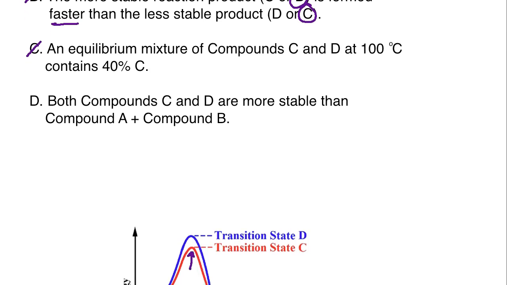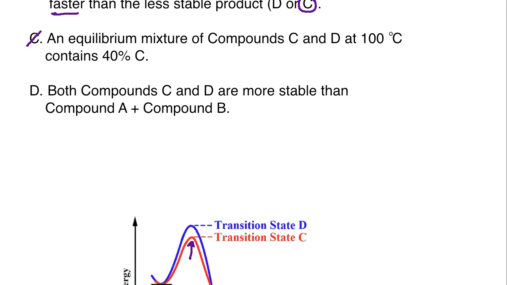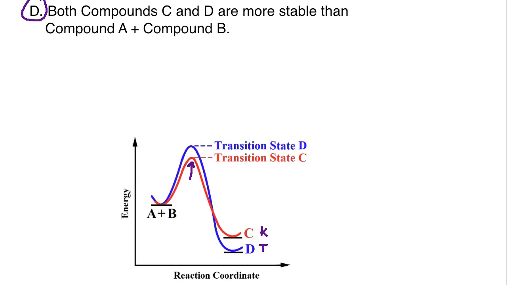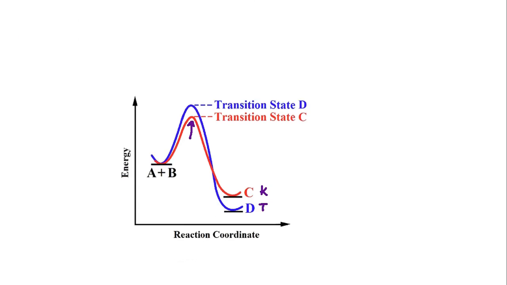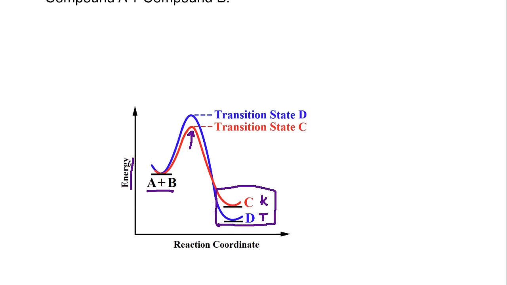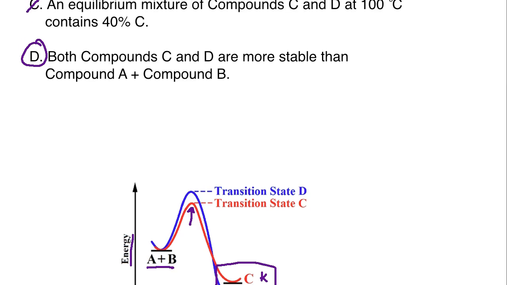D: both compounds C and D are more stable than compound A and compound B. This was actually one of the first things we said when we were looking at this diagram down here. Energy and stability are inversely proportional to one another. So here it states that A and B on this diagram have higher energy than both C and D. So really what I consider to be the simplest answer, just through observation, is the correct one here.